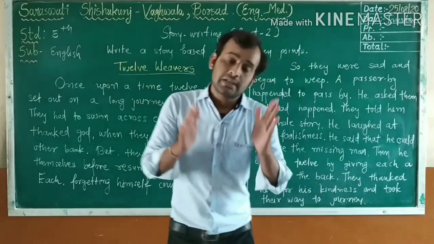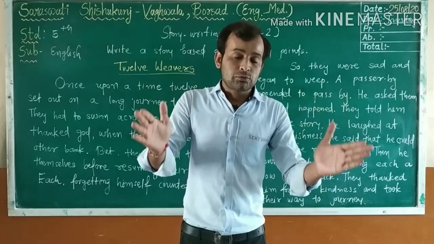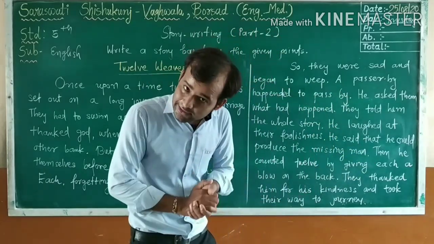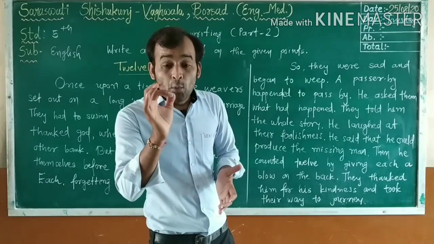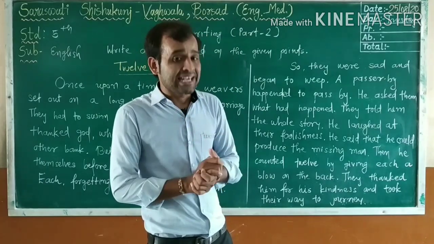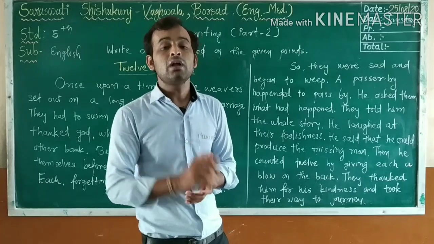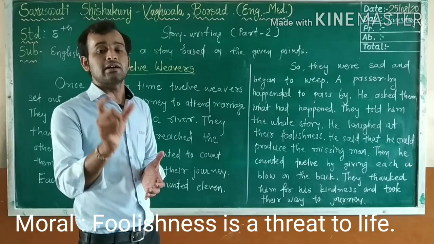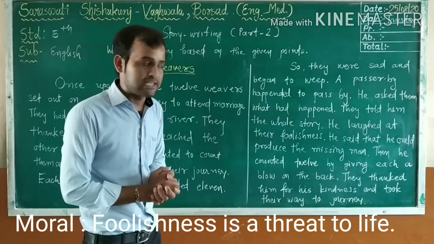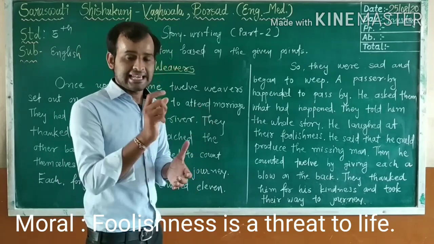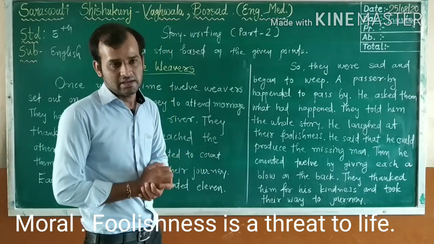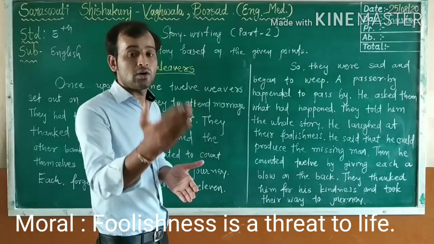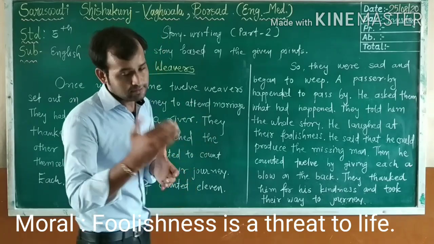So dear students, here we can say all the 12 weavers were foolish. The moral of the story is foolishness. Foolishness is a threat to life. It means foolishness is dangerous to life. So students, you can see the whole story on the board. Let's see.